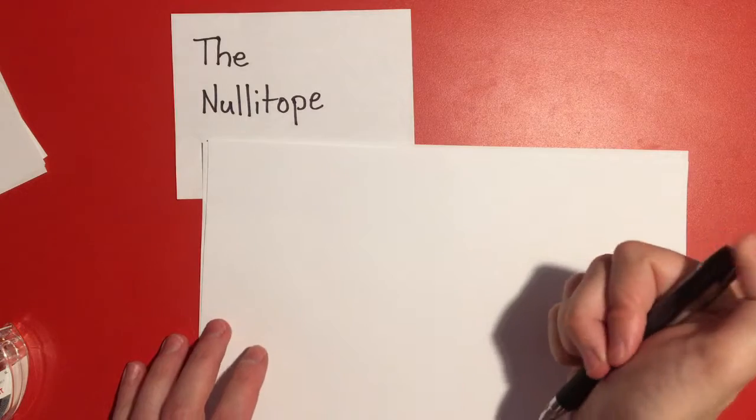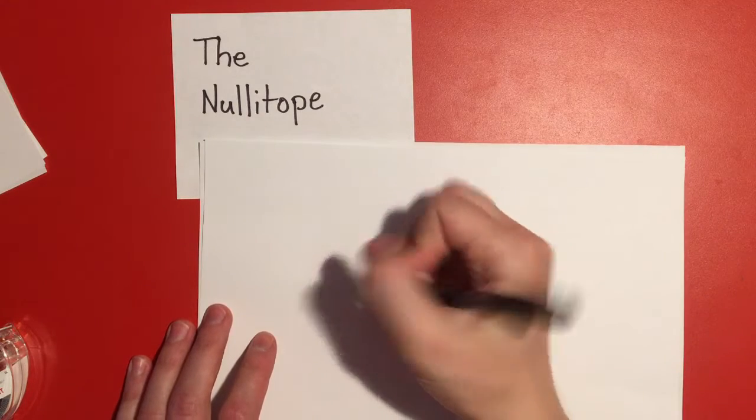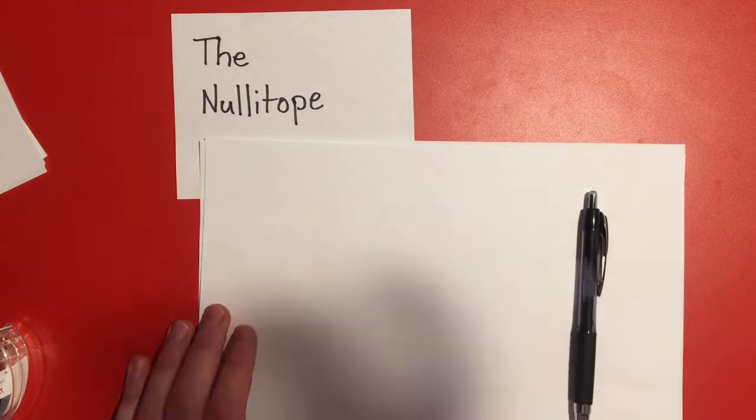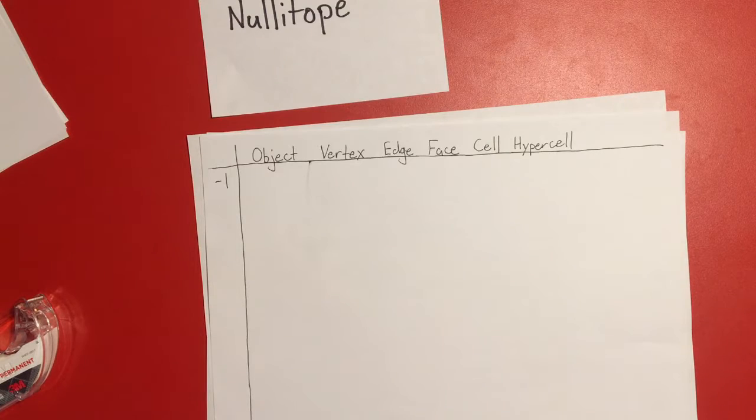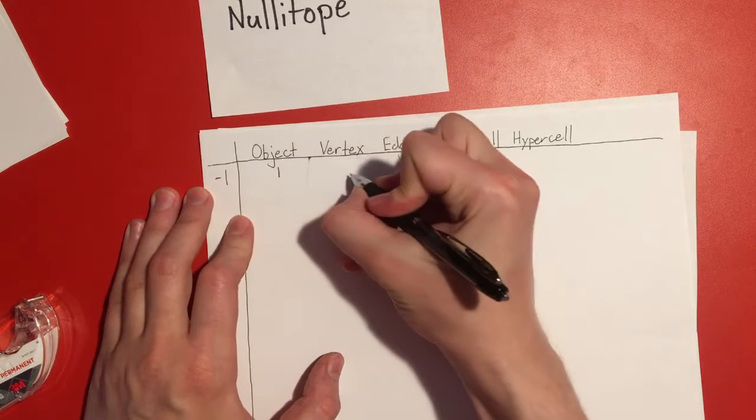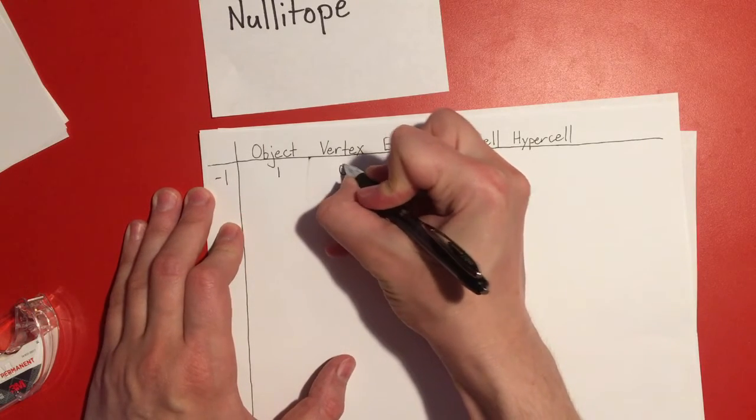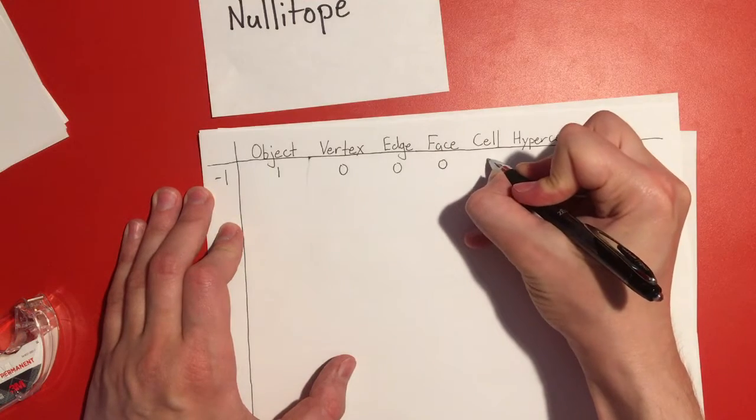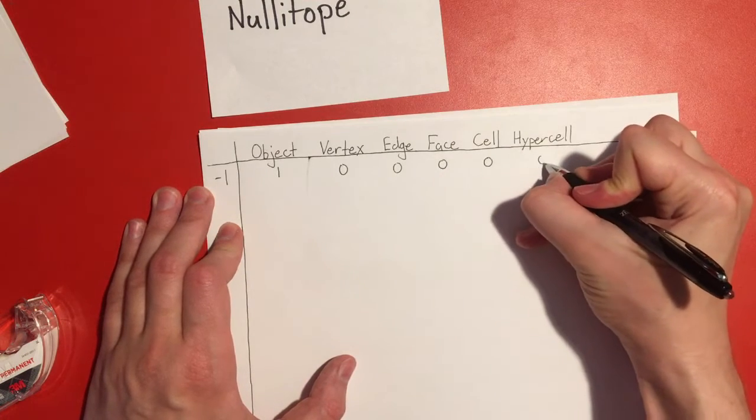Okay, I'm going to start by drawing the nullitope. Okay, now I could draw more, but let's start with just one for now. Okay, with the nullitope, we have one object, which has 0 vertices, 0 edges, 0 faces, 0 cells, and 0 hypercells.